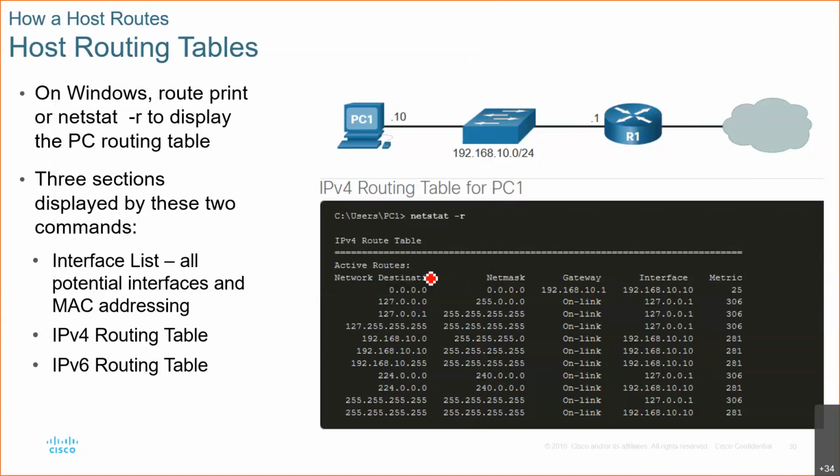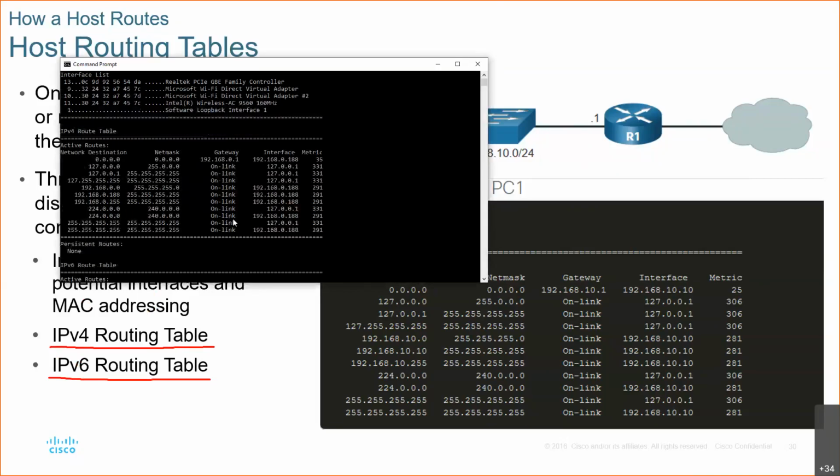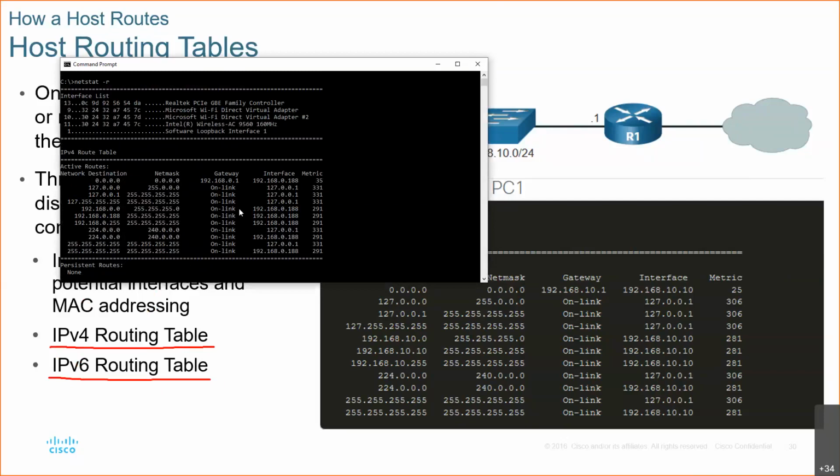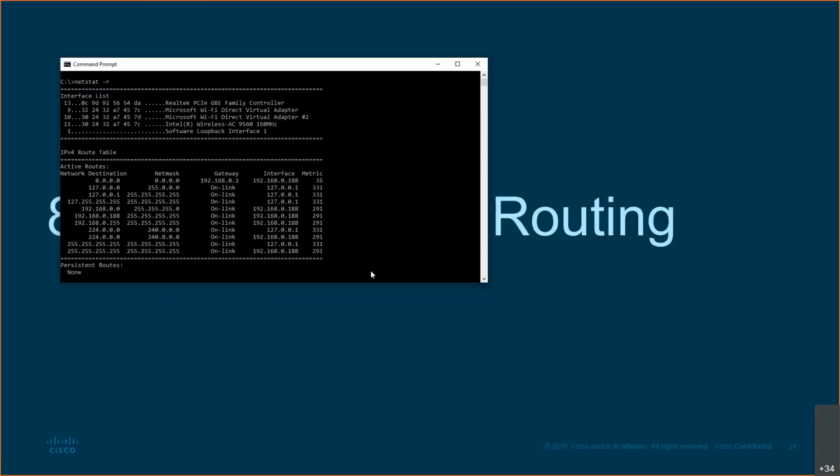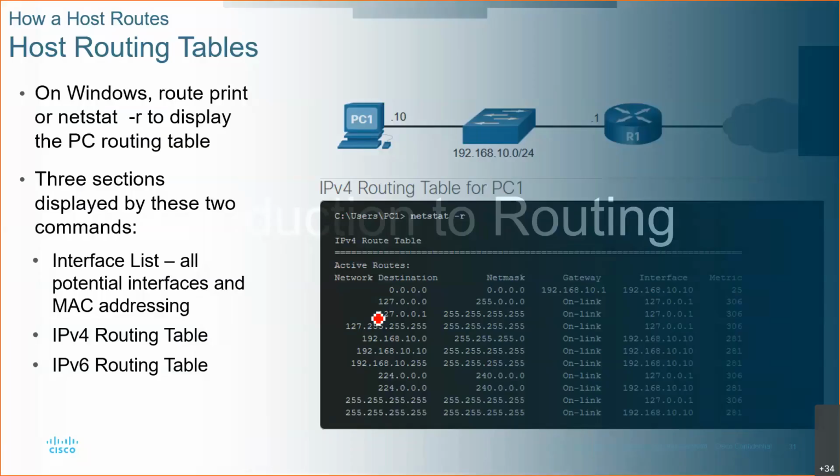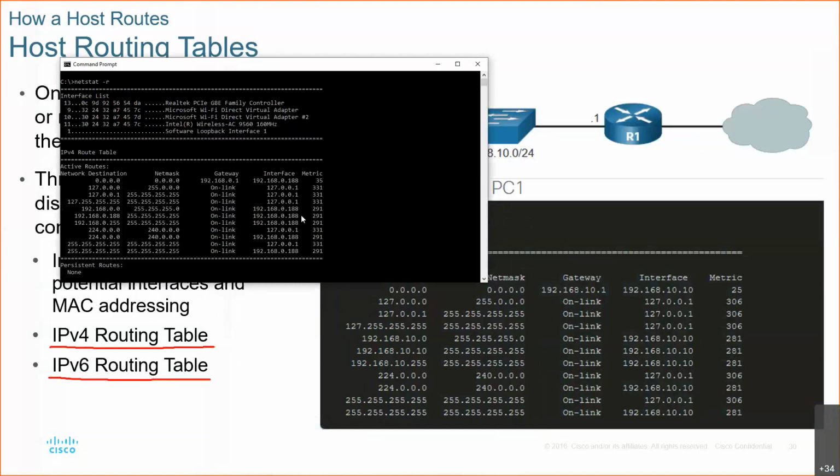So it gives you information about all the interfaces and MAC addresses. It shows you your IP version 4 routing table and IP version 6 routing table. Over here, I can see all those details. Network destination, interfaces. All those details are shown to me.